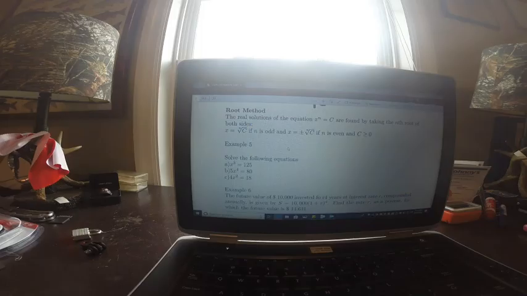Next thing I'm going to do is review the root method. It says the real solutions of the equation x raised to the n equals c are found by taking the nth root of both sides. So x equals the nth root of c if n is odd, and x equals plus or minus the nth root of c if n is even and c is greater than or equal to 0. So in example 5, we have exactly 3 examples that we can go over using the root method. So let's do it on the board.